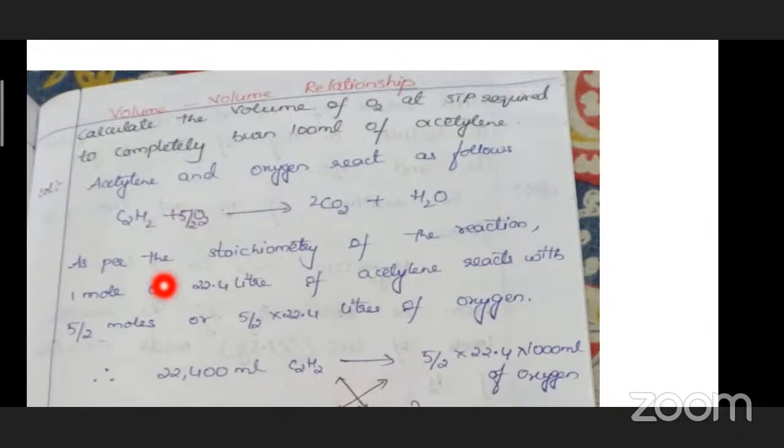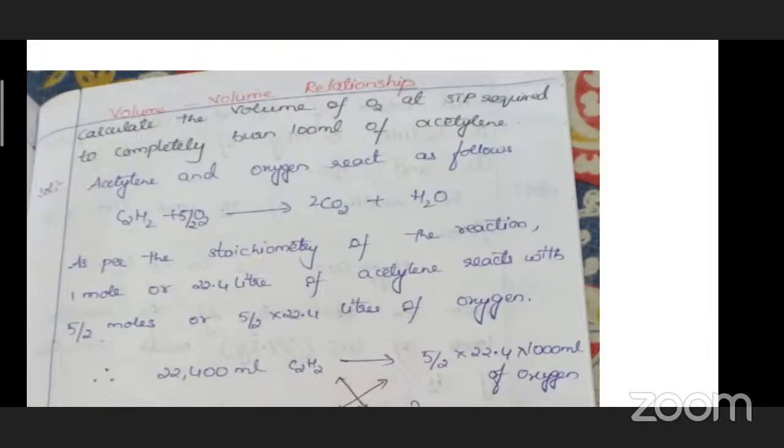Now you see, as per the stoichiometry of the reaction, 1 mole or 22.4 liters of acetylene. Here, 1 mole of acetylene, since it is a gas, what would be the volume of it? 22.4 liters. So 22.4 liters of acetylene reacts with 5 by 2 moles. What would be the volume of this 5 by 2 moles? We know that 1 mole of gas will occupy 22.4 liters. So 5 by 2 into 22.4 liters of oxygen is required. This we have to understand from the stoichiometry.